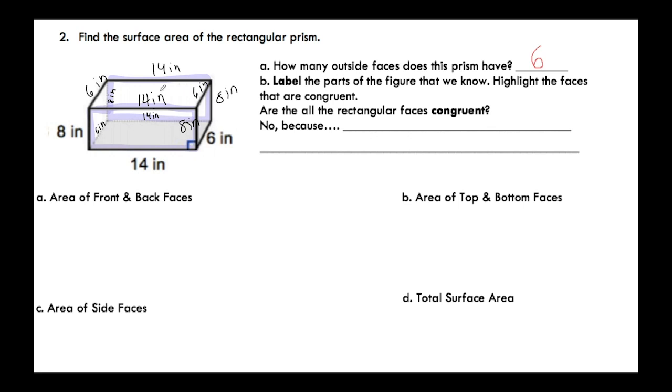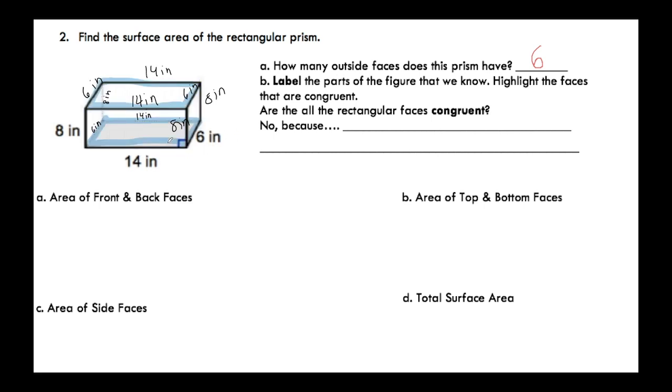Now, looking at the top and the bottom, I see the top of my rectangular prism, I have 14 inches and 6 inches. And if I look at the bottom, I also have 14 inches and 6 inches. So I'm going to go ahead and highlight those a color as well. We know opposite faces are always going to be congruent. We also can see that by our side lengths.